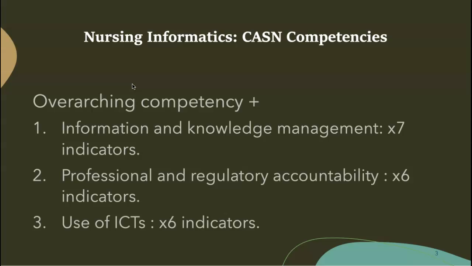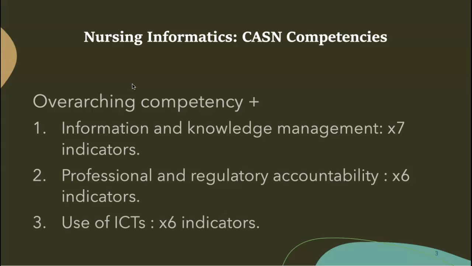Number 1, information and knowledge management. By the time you graduate, you are expected to be able to use relevant information and knowledge to support the delivery of evidence-informed patient care. There are 7 indicators under this competency, and with the other indicators for competencies, you need to meet them all.